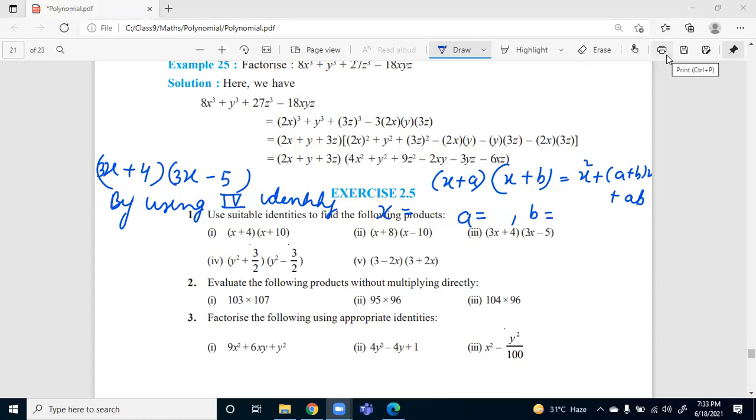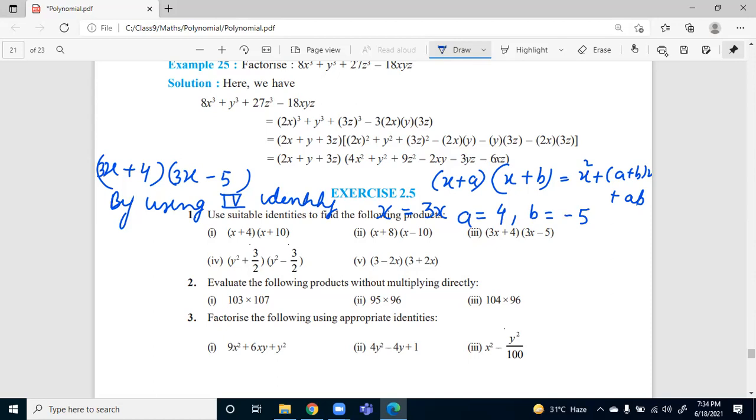Okay, Ayan, please tell. Ma'am, the final answer is 9x square minus x minus 20. Absolutely correct. Very good. So can you tell me what is x here? Ma'am, x will be 3x. Correct. What is a? Ma'am, 4. b? Ma'am, minus 5. You are correct.